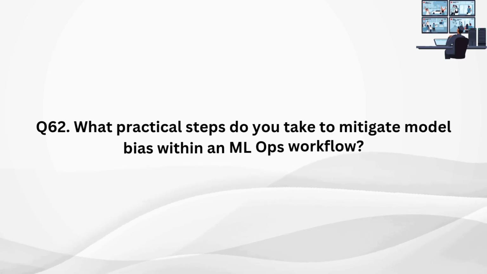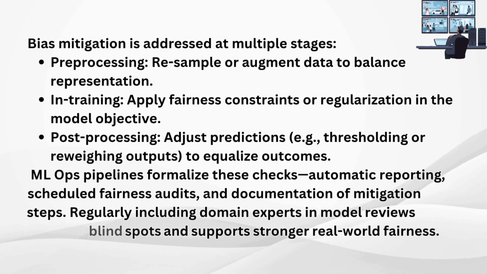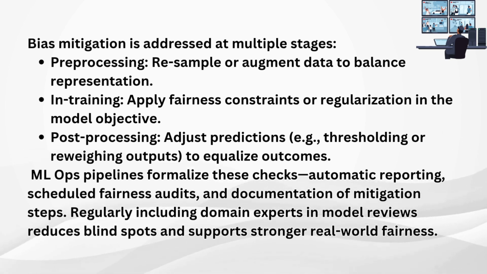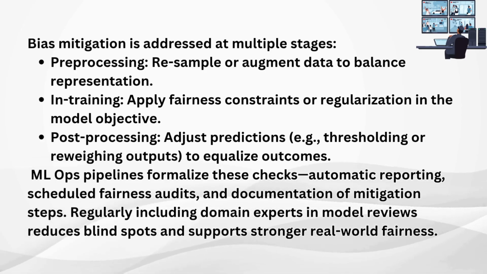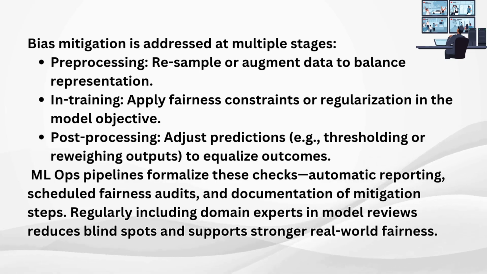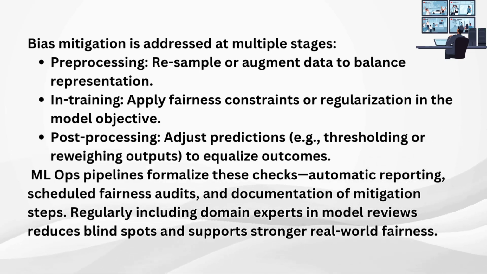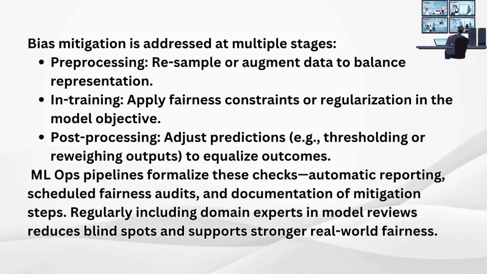What practical steps do you take to mitigate model bias within an ML Ops workflow? Bias mitigation is addressed at multiple stages. In pre-processing, resample or augment data to balance representation. In training, apply fairness constraints or regularization in the model objective. In post-processing, adjust predictions, for example thresholding or reweighing outputs to equalize outcomes. ML Ops pipelines formalize these checks with automatic reporting, scheduled fairness audits, and documentation of mitigation steps. Regularly including domain experts in model reviews reduces blind spots and supports stronger real-world fairness.